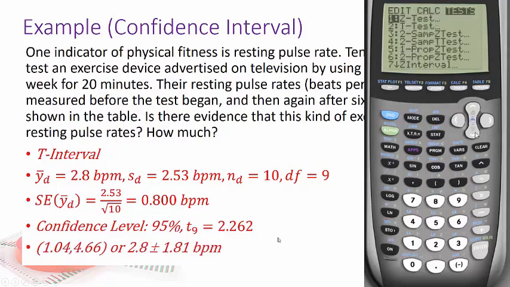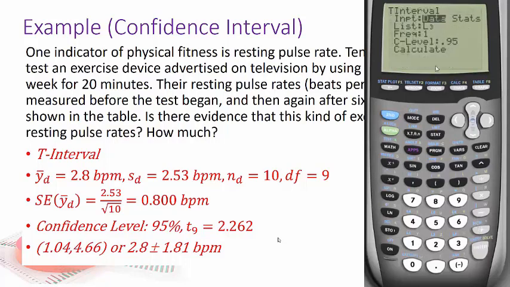All right. To do your t-interval, you basically make sure you have your data, your list. My confidence level is 0.95 and let it spit out the interval.